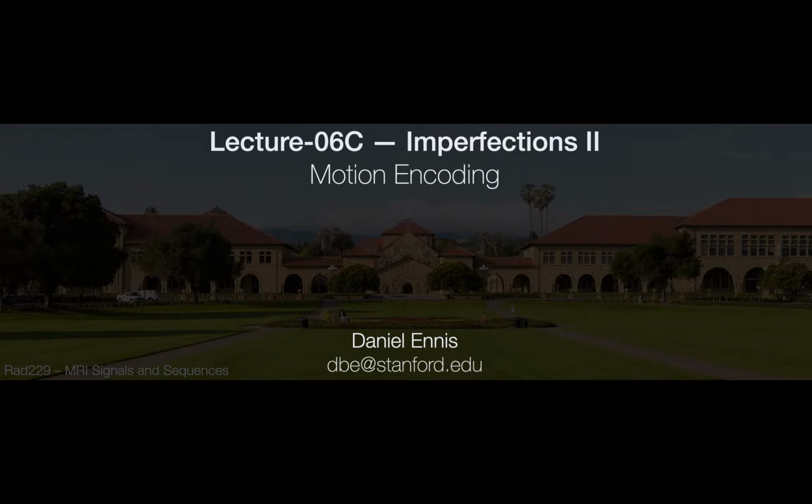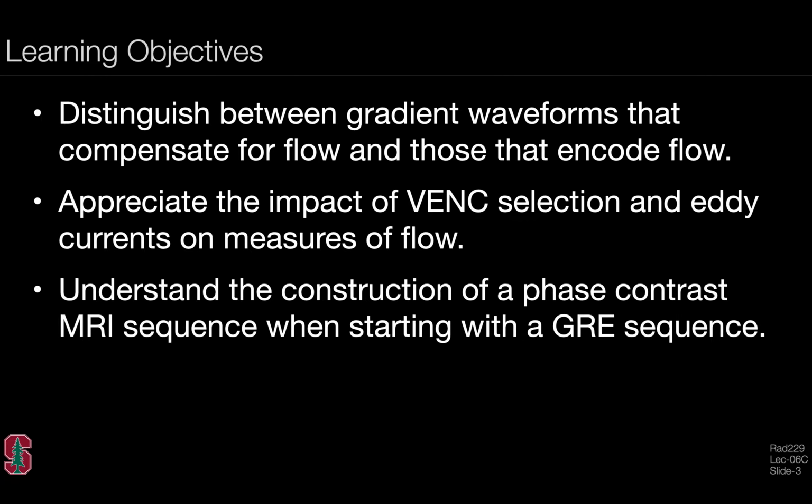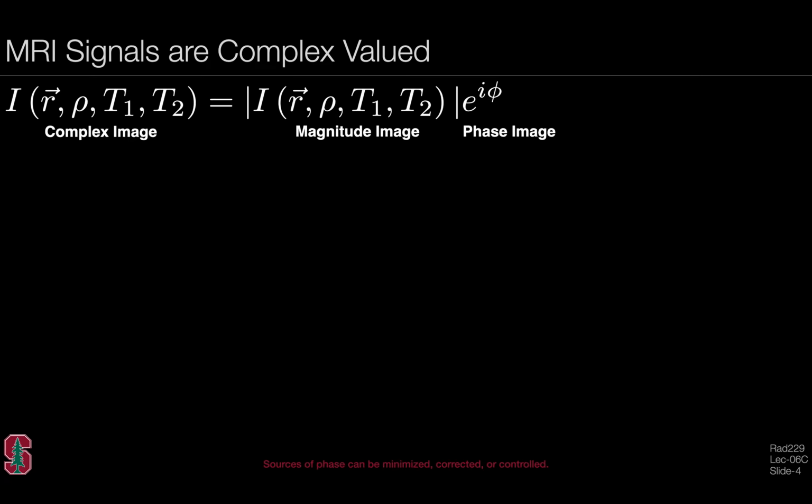Lecture-06C covers motion encoding. The learning objectives for this lecture include being able to distinguish between gradient waveforms that compensate for flow and those that encode flow, appreciate the impact of VENC selection and eddy currents on measures of flow, and to understand the construction of a phase contrast MRI sequence when starting with a gradient echo sequence.